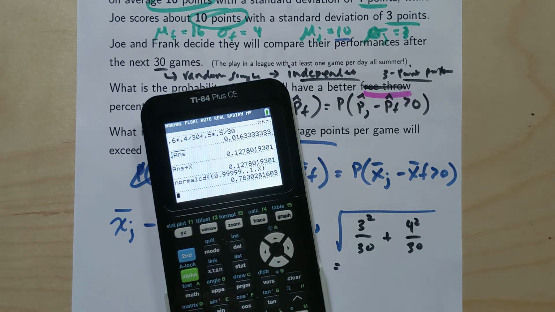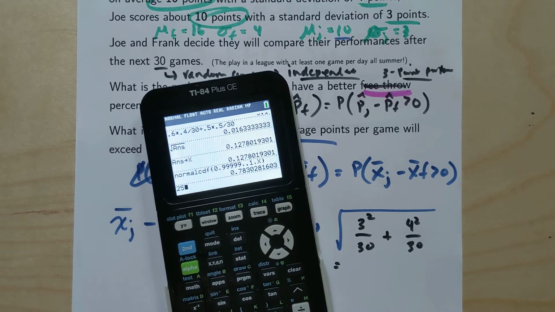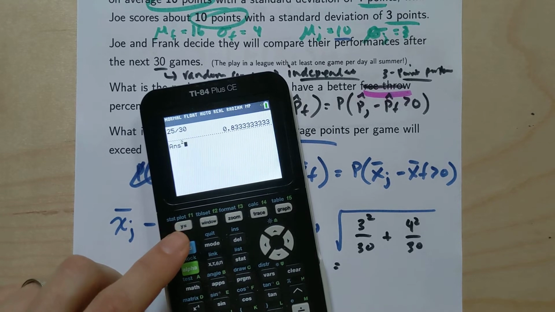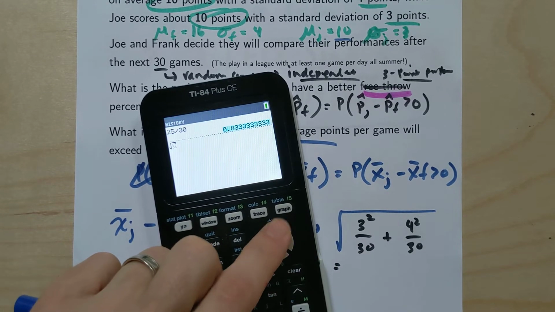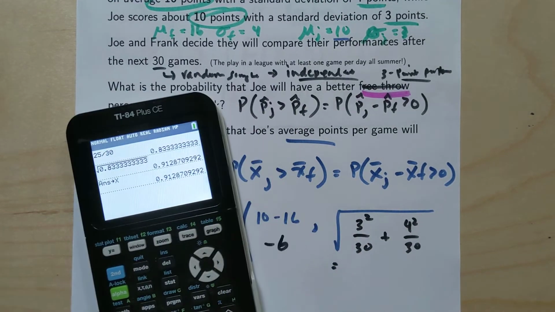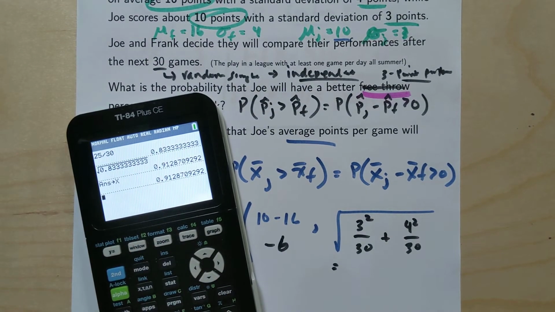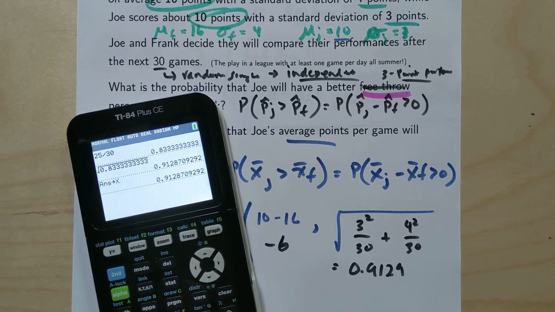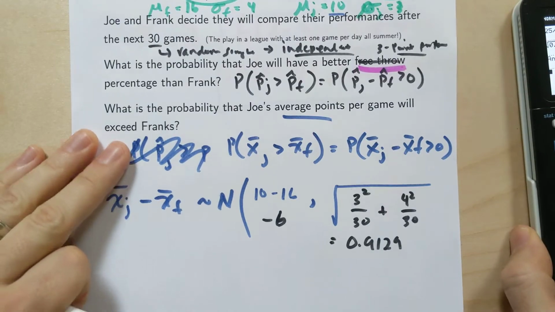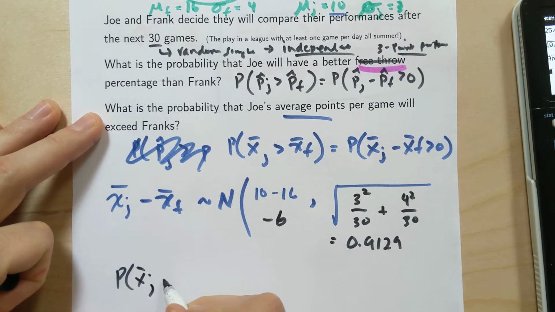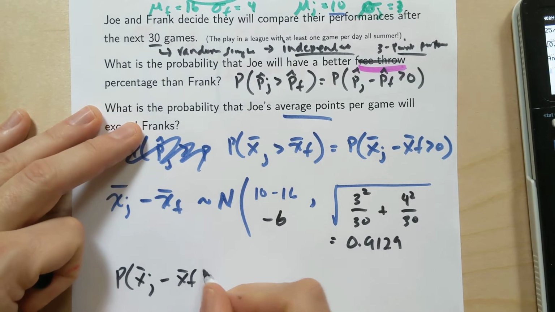So, let's just calculate that really quick. 3 squared plus 4 squared actually is 25. That's fun. I can do some of this math in my head. We'll have 25 divided by 30 is that guy, and I'll take the square root of that guy, and I have this, and I'll store this in for x now just to save some time. And so that will be my approximate standard deviation. It's about 0.9129, right? And so, now if I want to calculate this probability that x bar j minus x bar f is greater than 0, right?